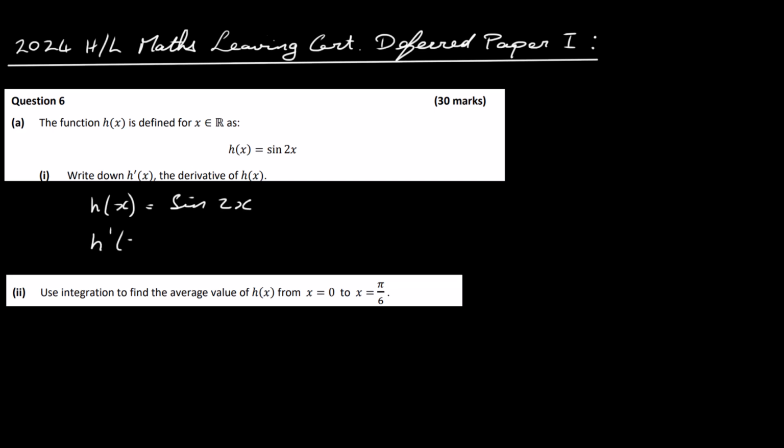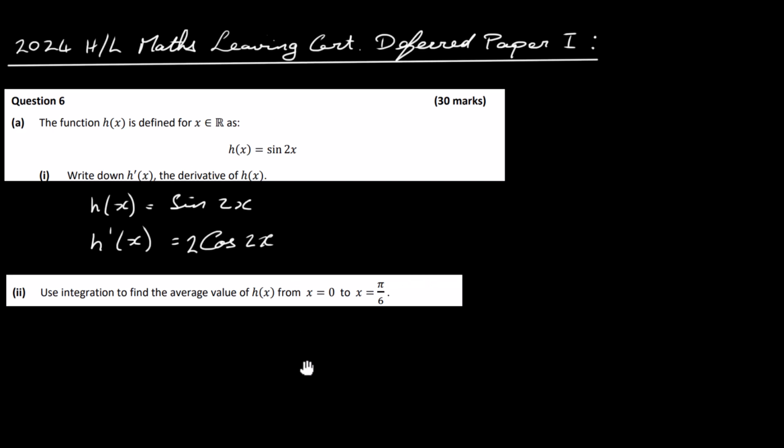So h prime x then is going to be equal to, well, let's see, if you differentiate sine of x, you get cos of x. So in this case, it's going to be cos of 2x. Now, because we don't have sine of x, we have sine of a function of x, we've got to differentiate 2x. If you differentiate 2x, you get 2. So our answer is 2 cos 2x.